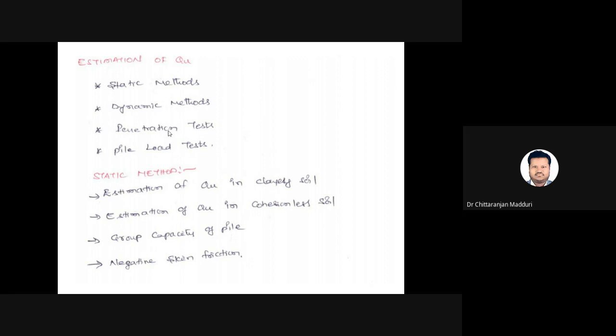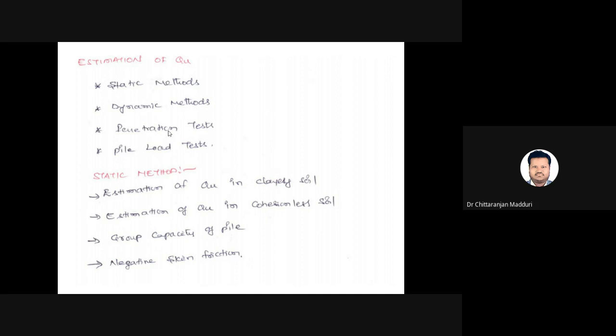At the same time, it can also be used to determine the group capacity of a pile. That is the pile capacity when it acts as a single pile, and the pile capacity when we take a group of piles. If we take more than one pile, it acts as a group, so as a group also we need to find out the group capacity of the pile. At the same time, negative skin friction. Generally, skin friction is in the upward direction, but sometimes in some situations the skin friction is towards the downward direction. Skin friction in the downward direction is very dangerous. It is called negative skin friction.